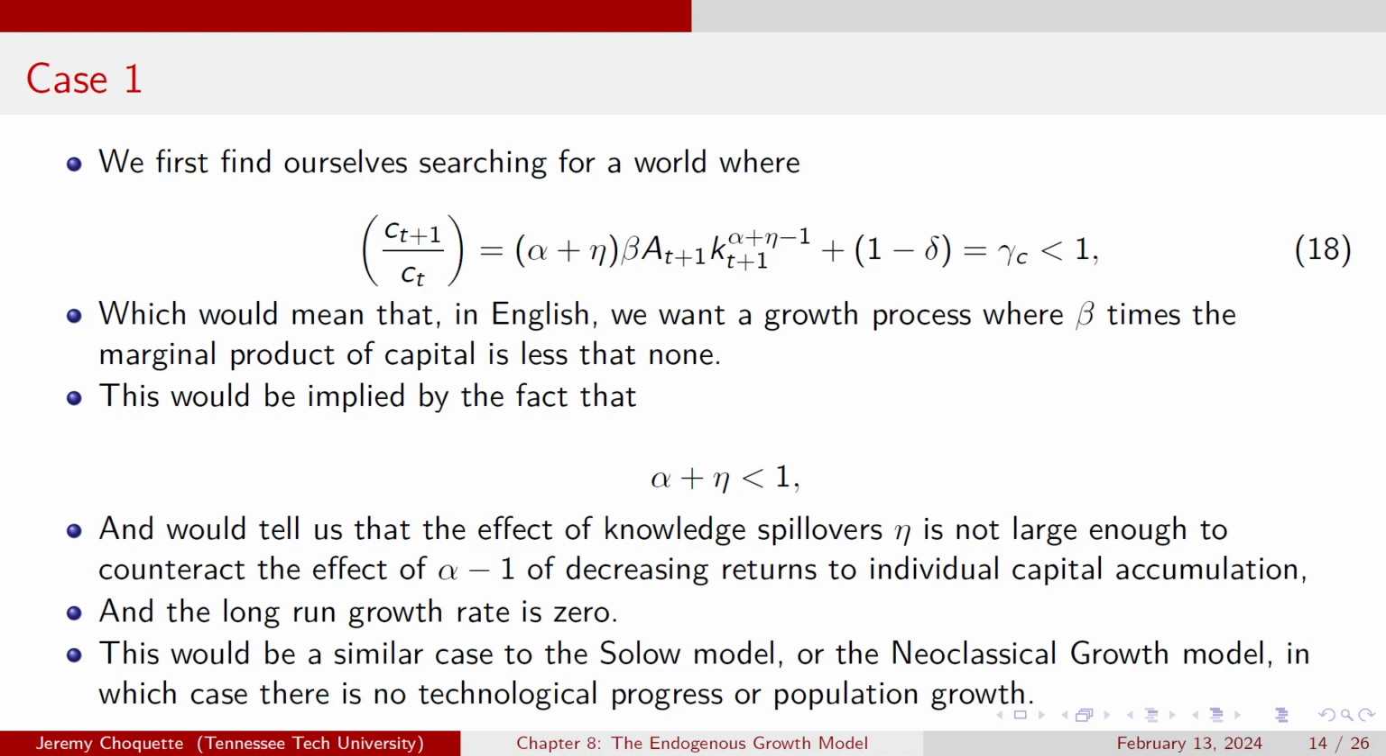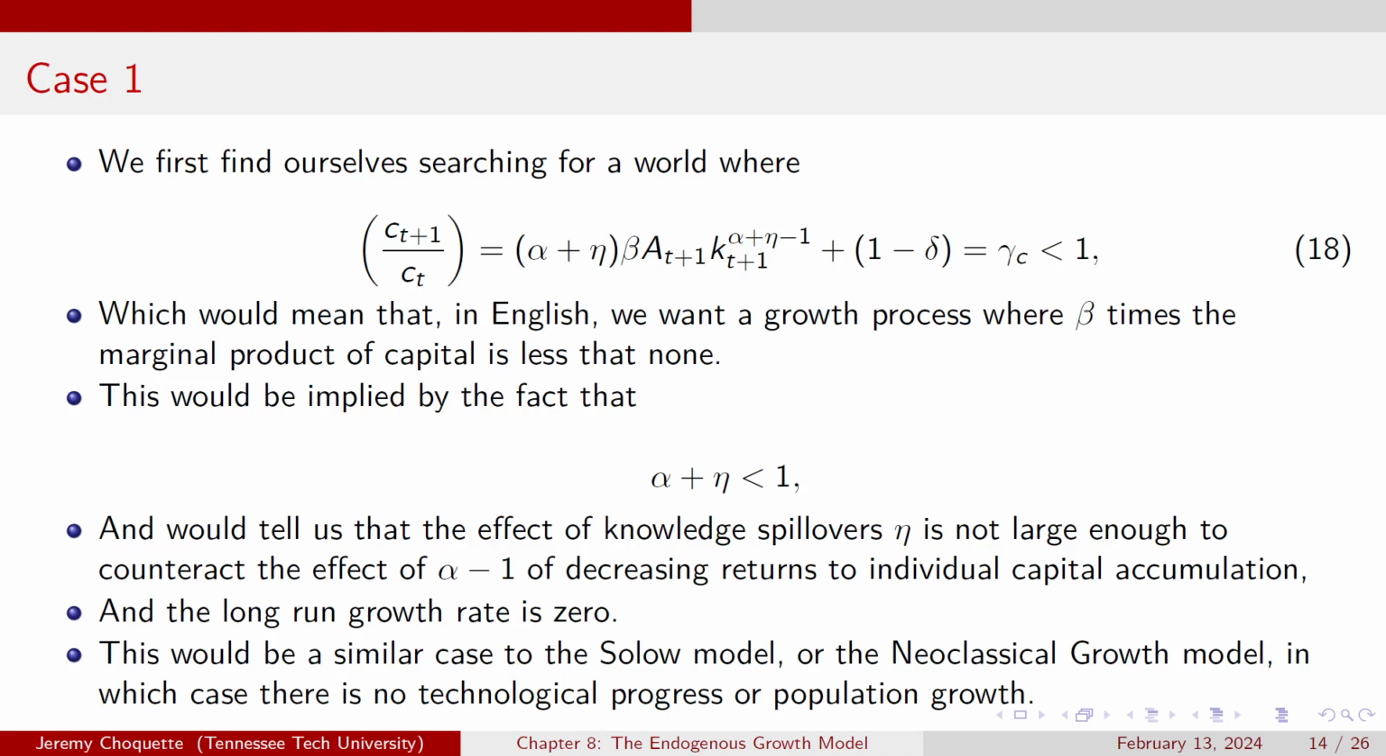So basically in English, it means I want a growth process where beta times the marginal product of capital is less than 1. That would be implied by the fact that alpha plus eta is itself less than 1. And it would tell us the effect of knowledge spillovers, eta, isn't large enough to counteract the effect of the alpha minus 1 of decreasing returns to individual capital accumulation, and that the long-run growth rate is 0.